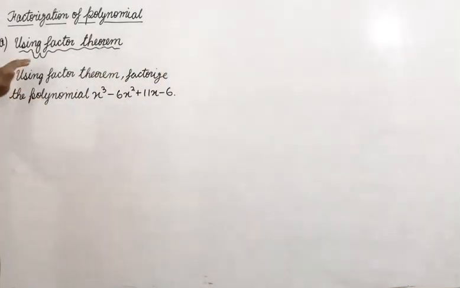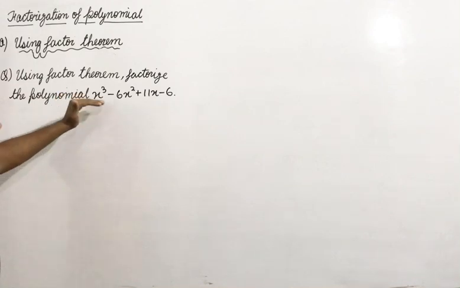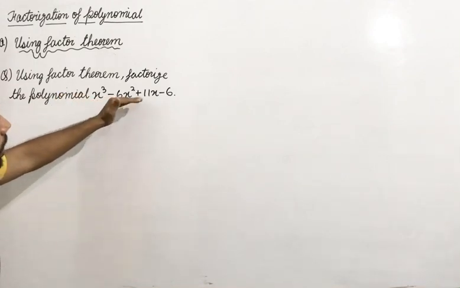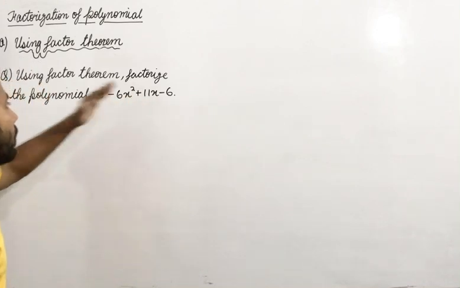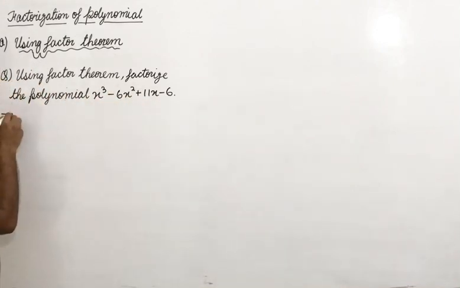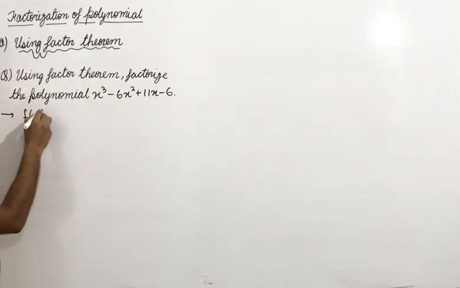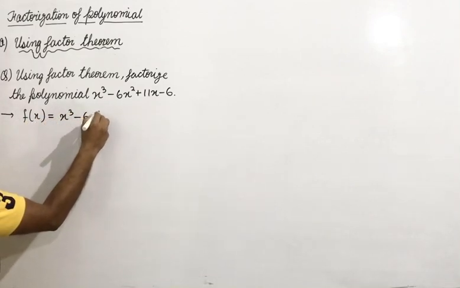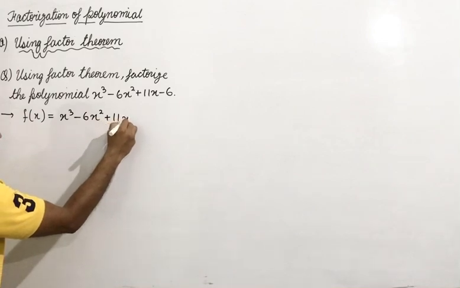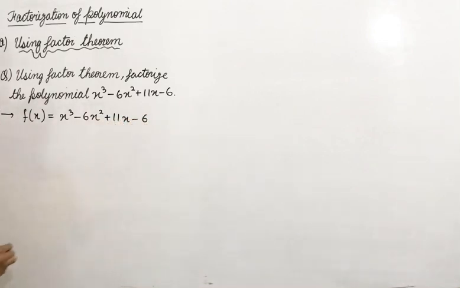So now we have one more question with us, that is using factor theorem factorize the polynomial x cube minus 6x square plus 11x minus 6. This is a polynomial that we need to factorize. So what is the polynomial? f(x) equals x cube minus 6x square plus 11x minus 6.